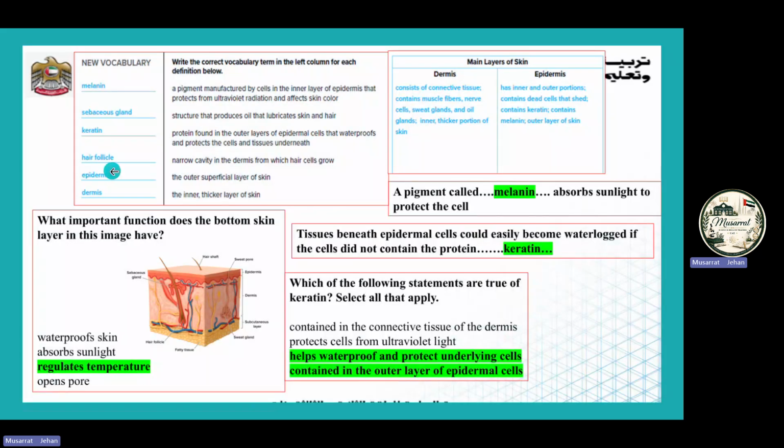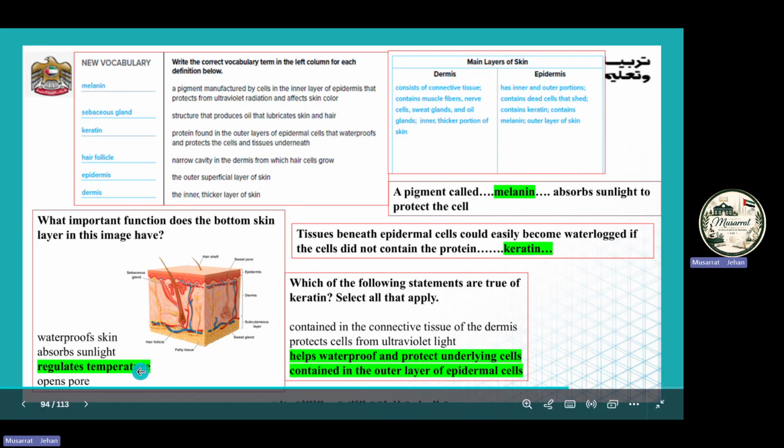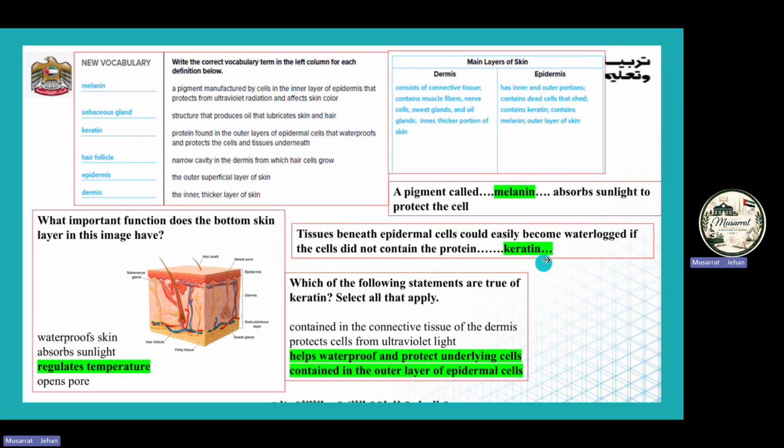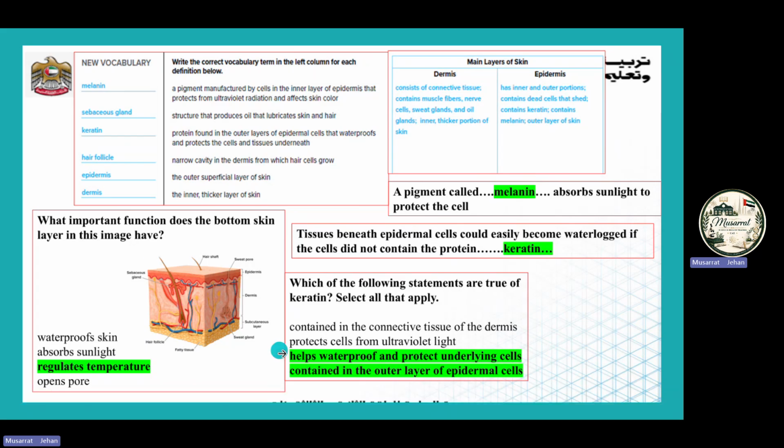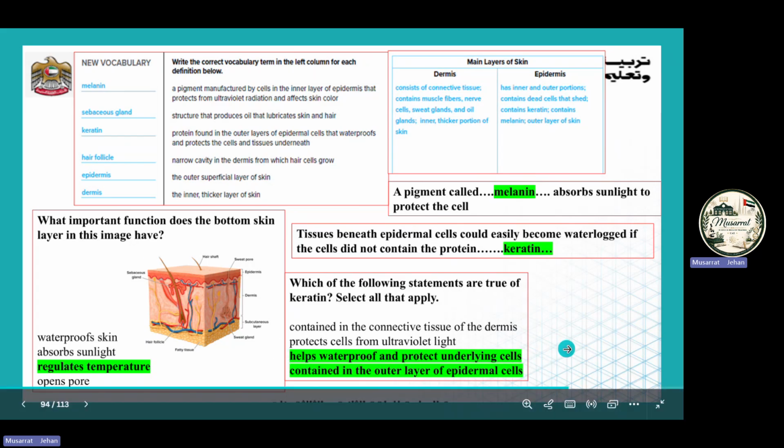Here are some questions. What important function does the bottom skin layer in the image have? The bottom one will regulate temperature, because the top is waterproof and the top is what absorbs sunlight. The pigment called melanin absorbs sunlight. Then, keratin is found where on the epidermal cells? In the top. Which of the following statements are true for keratin? Keratin makes it waterproof, protects the underlying cells, and is contained in the outer epidermis.